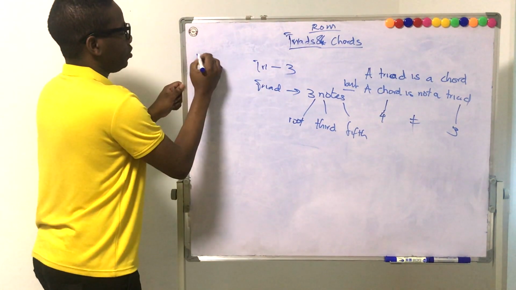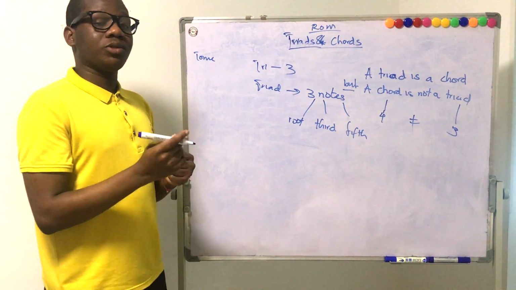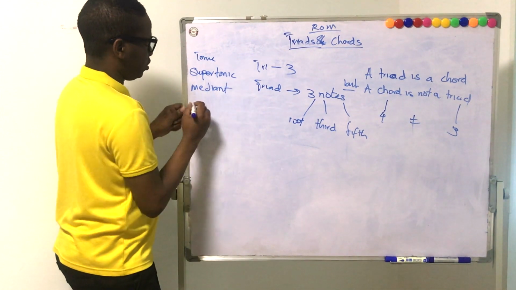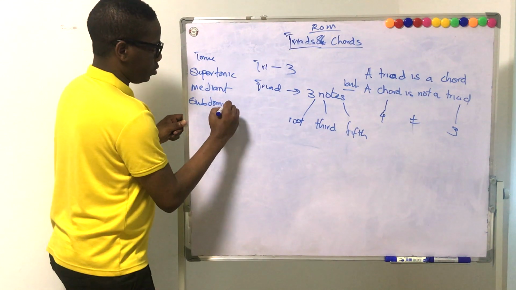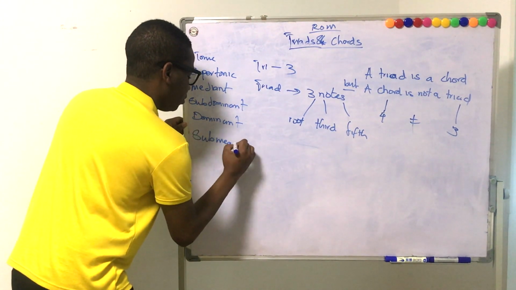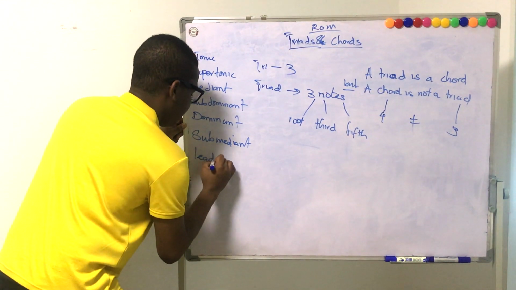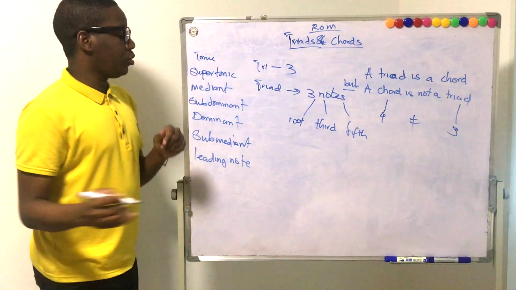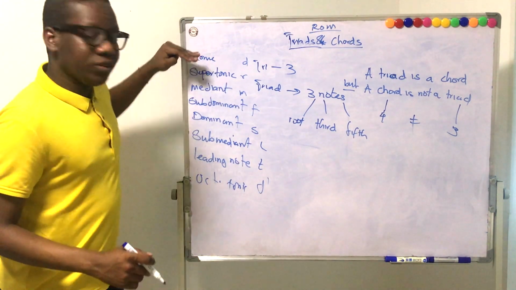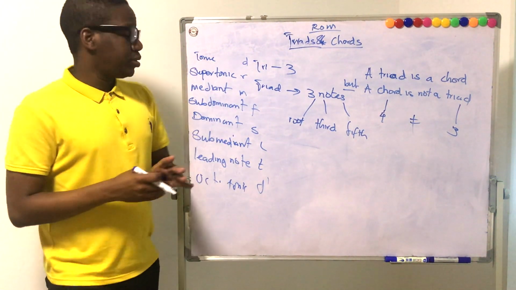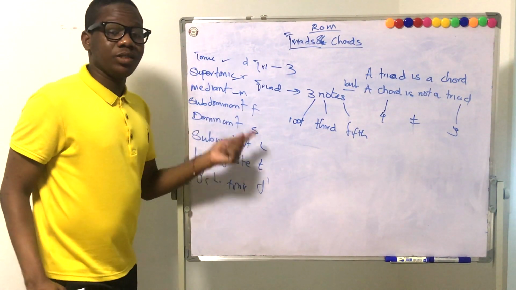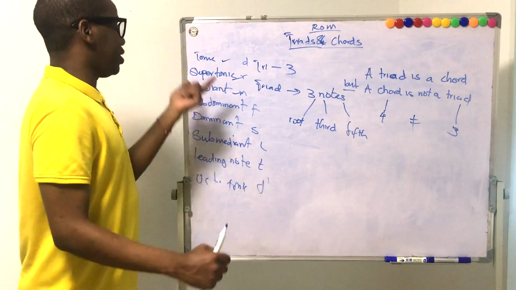Remember, we have technical names. These are technical names we call tonic, supertonic, mediant, subdominant, dominant, submediant, leading note, and of course the octave tonic, where this is do, this is re, this is mi, this is fa, this is sol, this is la, and this is ti. So each of these notes here have their own triads. So you have tonic triad, supertonic triad, mediant triad, subdominant triad, dominant triad, submediant triad, leading note triad, and of course the octave tonic triad, which is the tonic triad again.